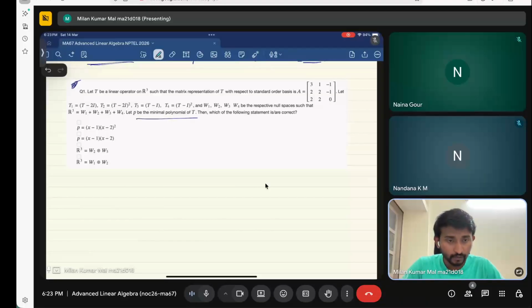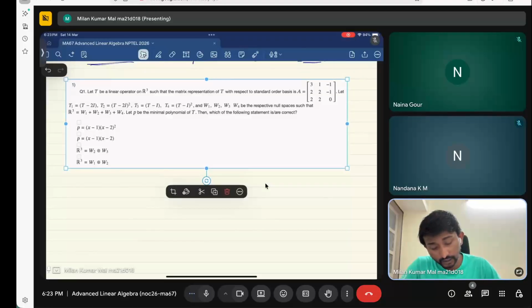So how do we find the minimal polynomial? First let me find the characteristic polynomial. But here I have to use the primary decomposition theorem, so let me mention that theorem first. Then I'll go to the problem.